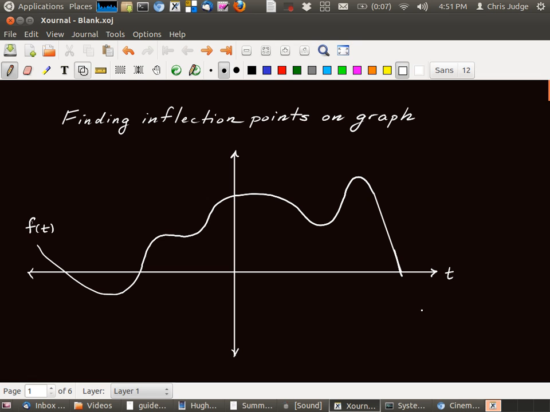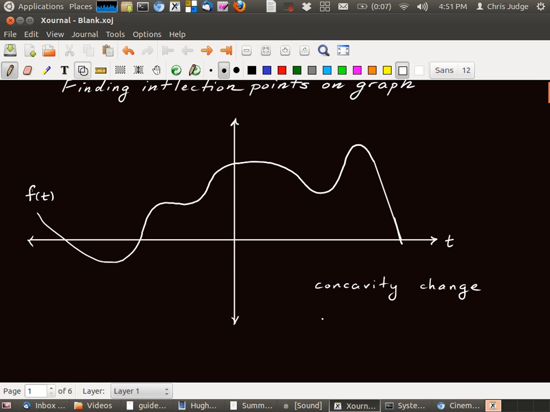Well, remember, inflection points are places where the concavity changes. So it's a good idea to remember what concavity is. For concavity, we have concave up, where the graph is turning up, or concave down, where the graph is turning down. So in order to figure out where the concavity changes, we need to figure out what the concavity is, and where it's concave up, and where it's concave down.